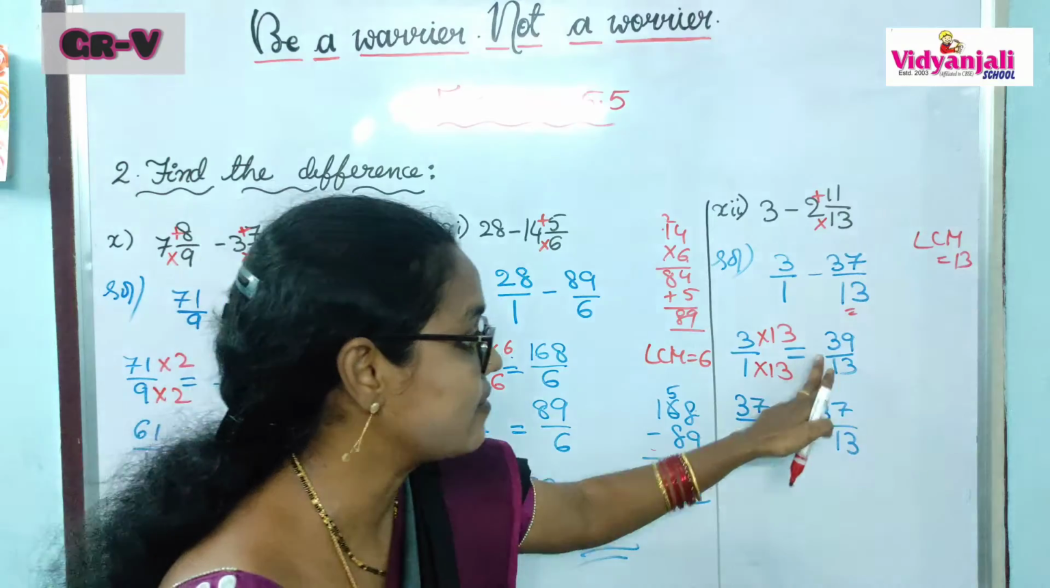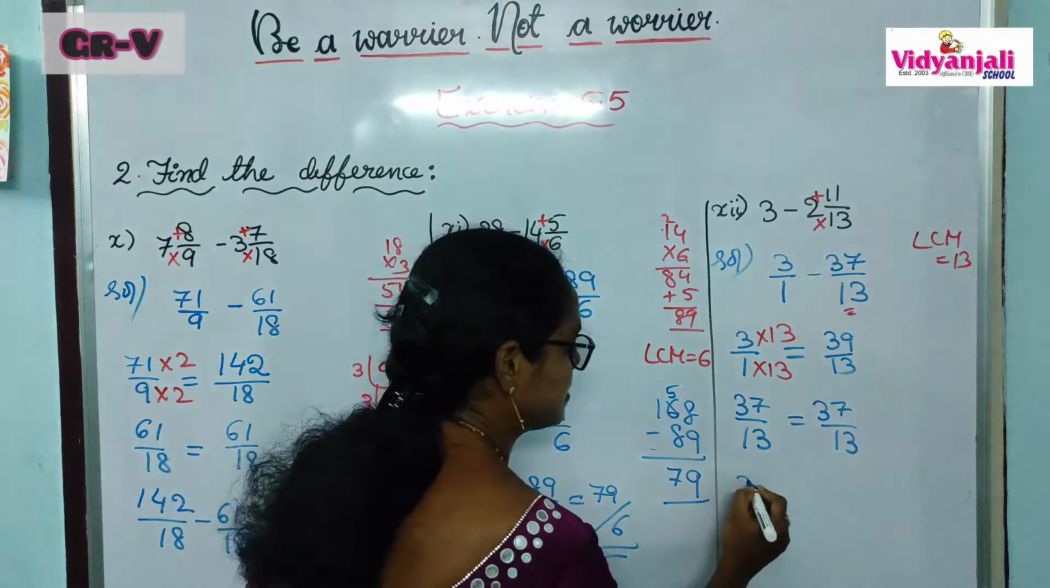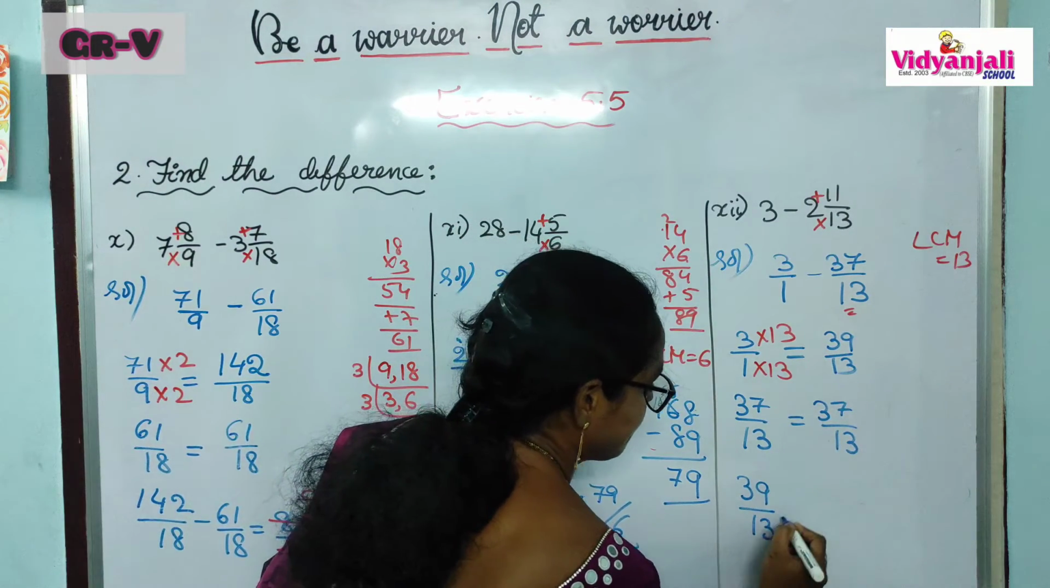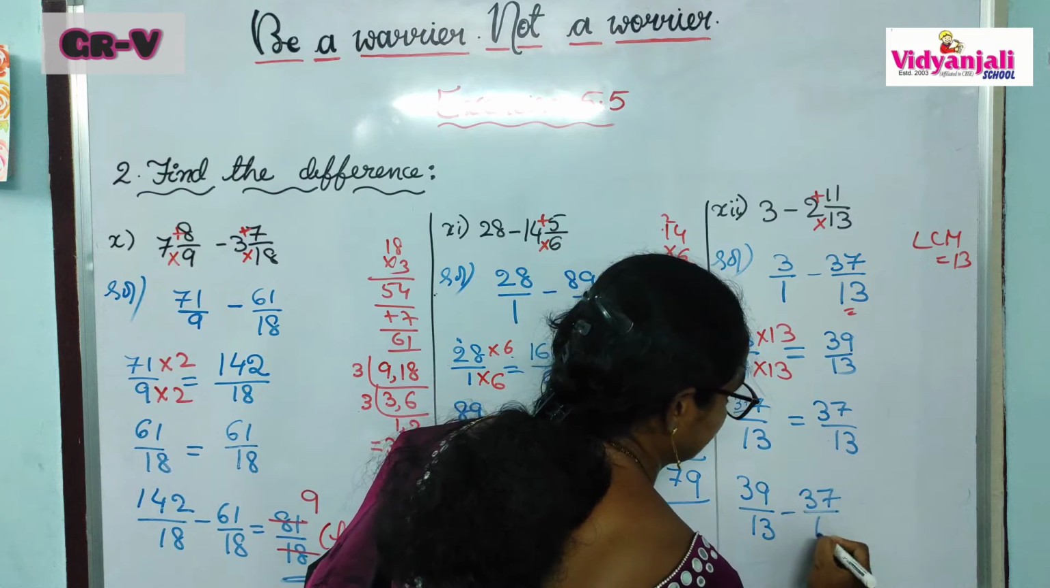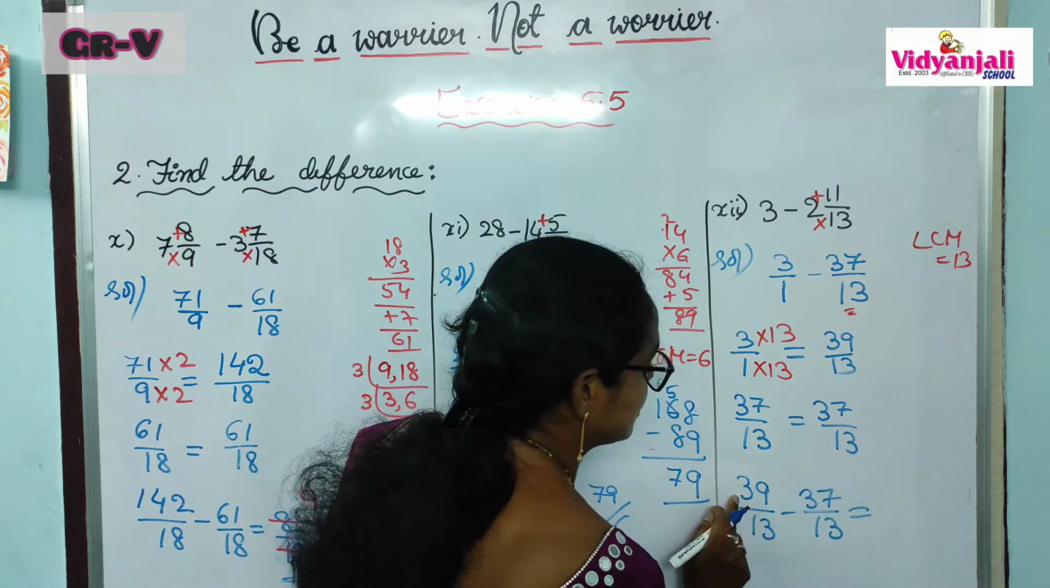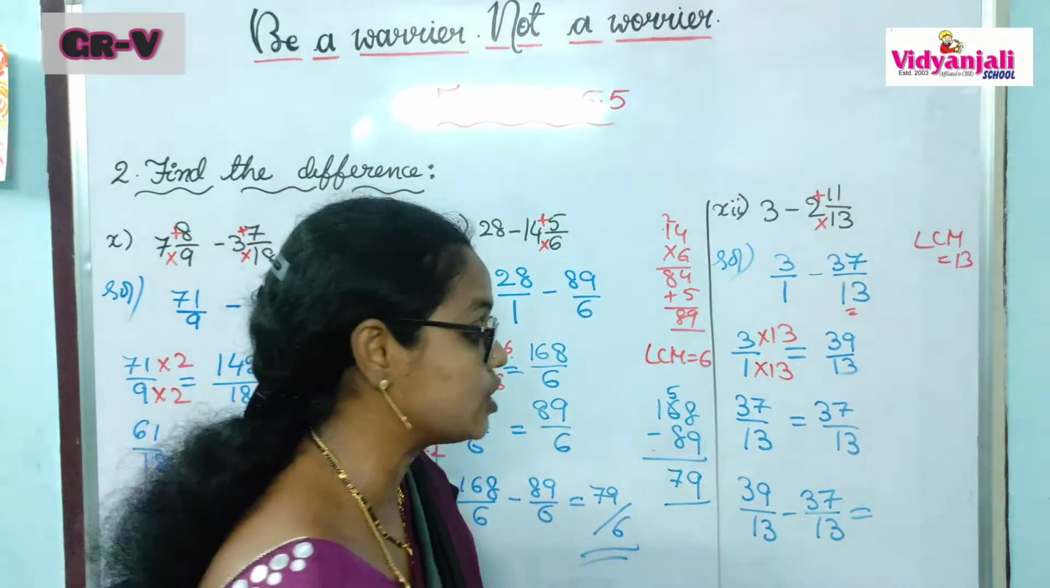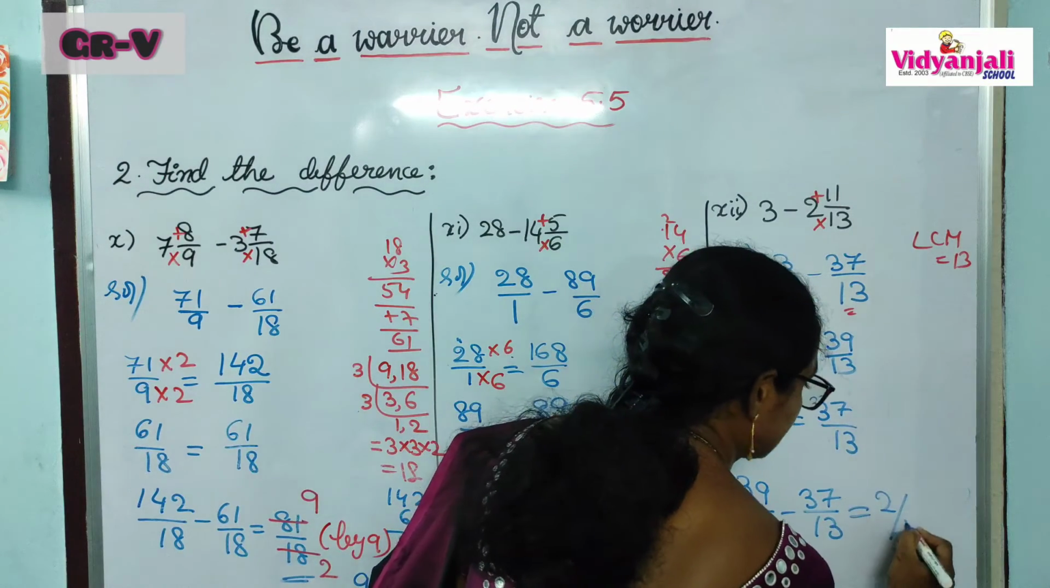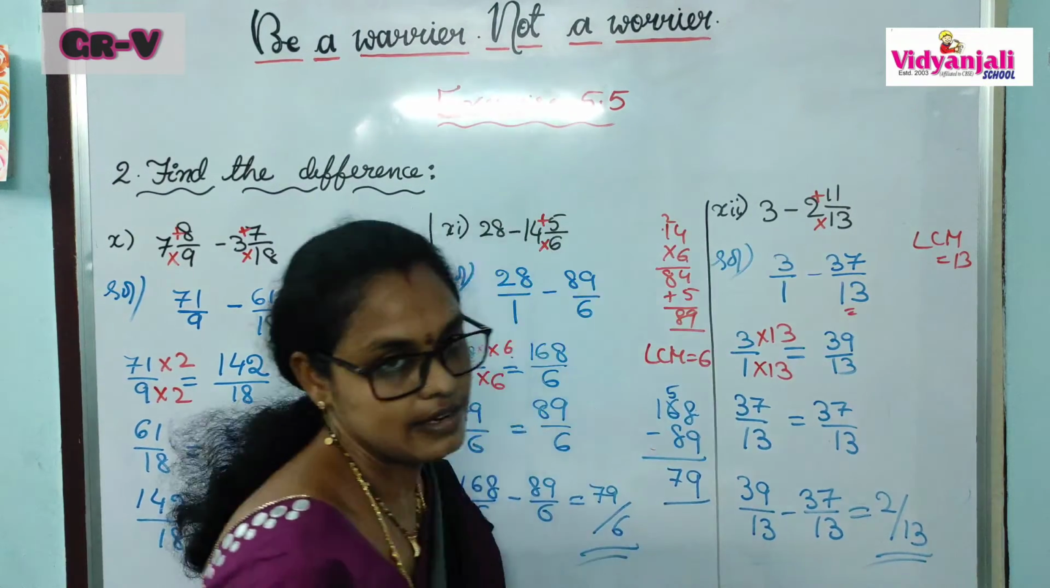Last step is we have to subtract them. 39 by 13 minus 37 by 13, which gives 39 minus 37 is 2. So the final answer is 2 by 13.